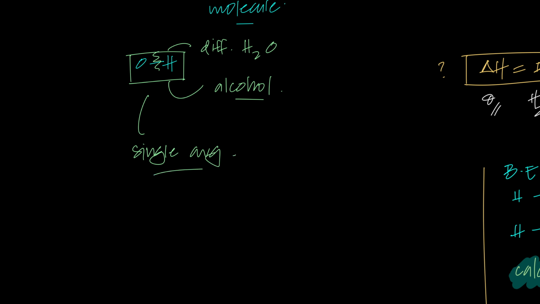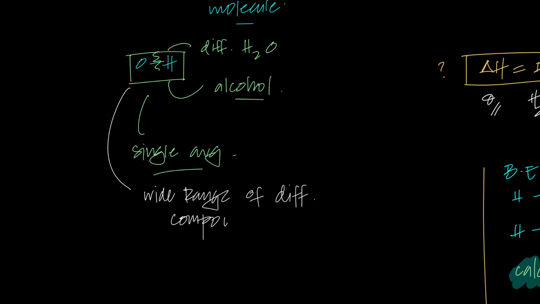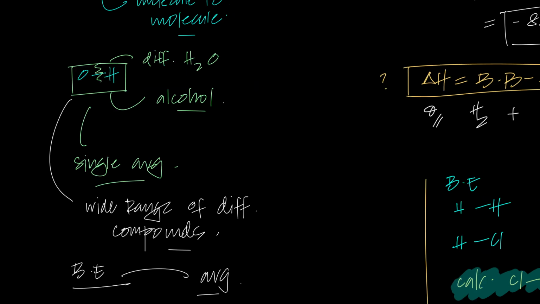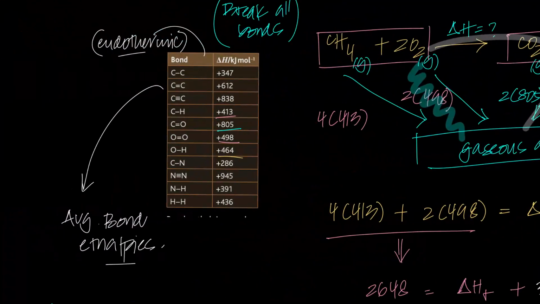Now, how is this average calculated? Again, not a part of your course, but the way you calculate this average bond enthalpy is that you break the OH bond across a wide range of different compounds. And when you break the OH bond across a wide range of different compounds, you get different bond enthalpies. And when you get different bond enthalpies, you just take the average of that. And that's how you end up with the values that have been given to you in the exam.